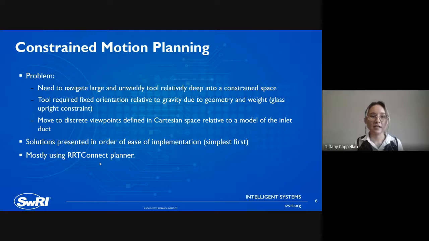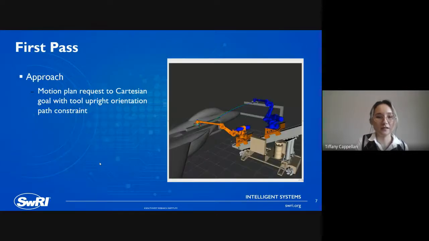Today I'm going to go through a couple of different implementations that we've tried throughout the scope of this project. I'll begin with the simplest implementation first and end on the one that we've landed on. These are mostly using the RRT Connect planner. For our first approach, we just try a motion plan request to a Cartesian goal with the tool upright orientation path constraint.